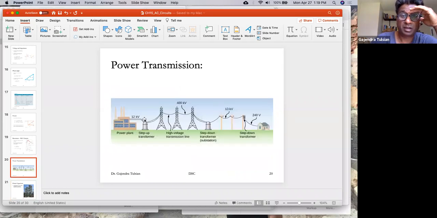Again, here's our model. You have central power plants, and then you transmit power at high voltage. Nowadays we transmit at around 800 kilovolts. Then you have step-down transformers, including step-down transformers on poles near your homes as well. What you want is 240 volts coming to your house.